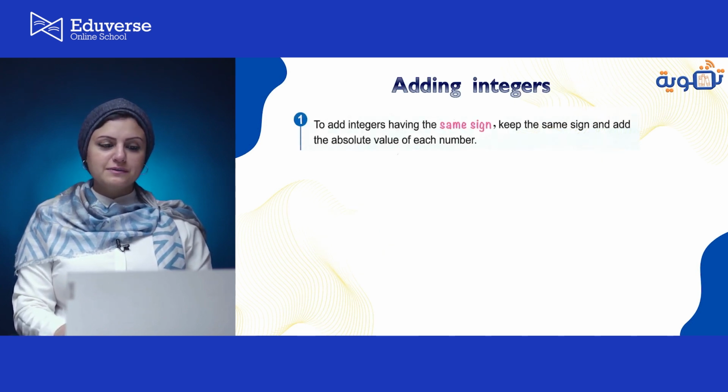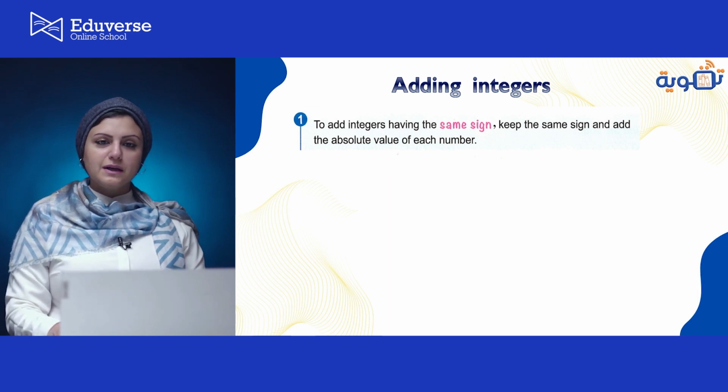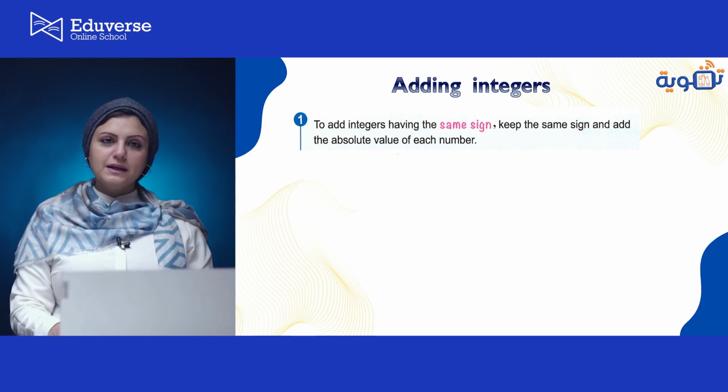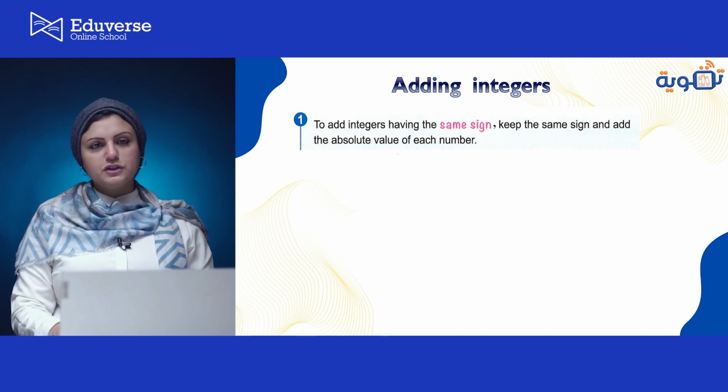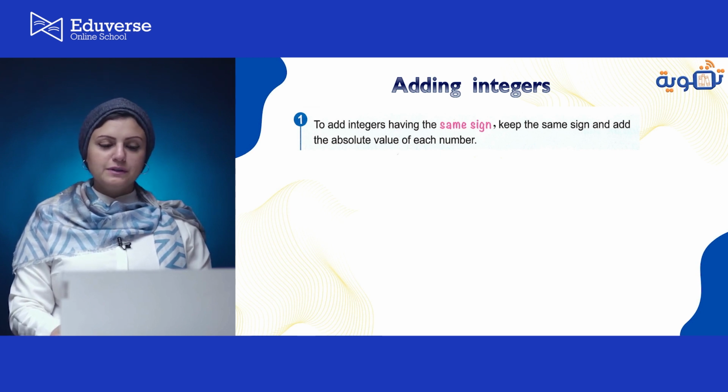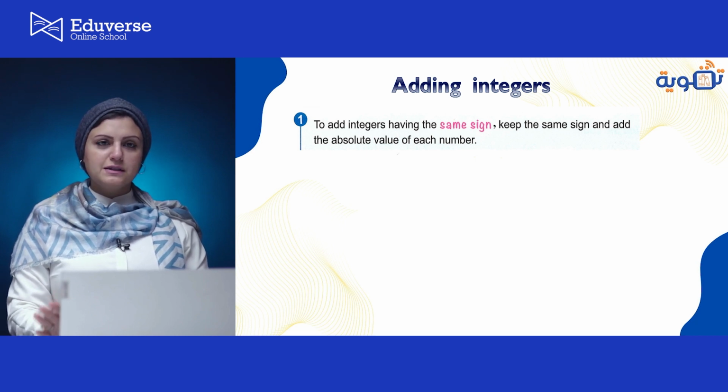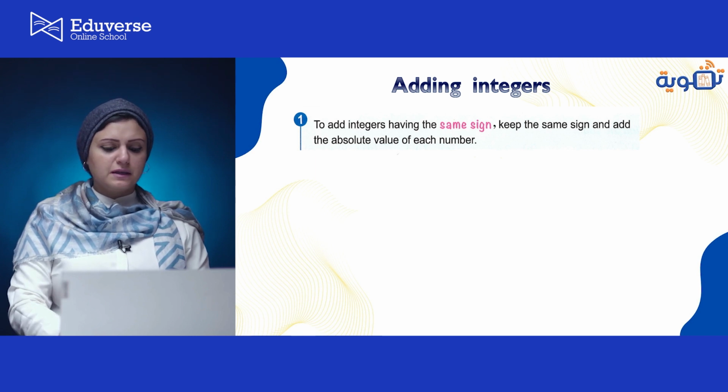Adding integers. To add integers having the same sign, just keep the same sign and add the absolute value of each number. So remember, when we add integers with the same sign, the answer is always going to have the same sign. If it's positive, it's going to be positive. If it's negative, it's going to be negative.